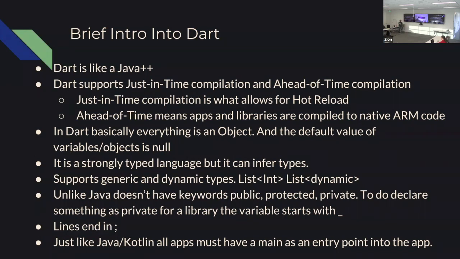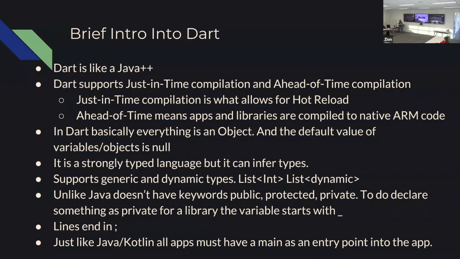So with all the talk of people wanting Flutter to support Kotlin, if that happens, most likely hot reload might not work too well. And then ahead-of-time compilation just means it compiles down to ARM code for native. In Dart, basically everything is an object. A variable is an object. A function is an object. Everything is an object, which is nice. And the default of all variables and objects is null, which is pretty useful. So ints can be null.